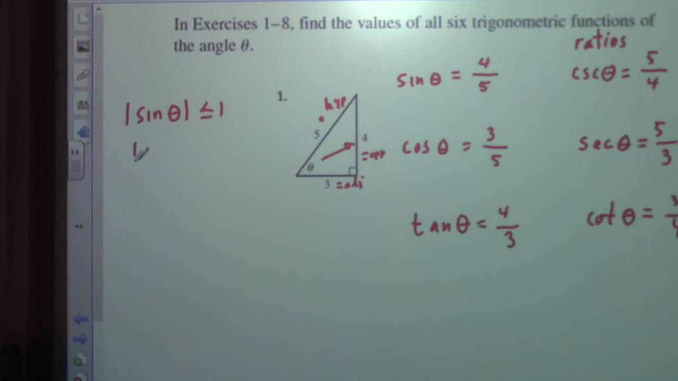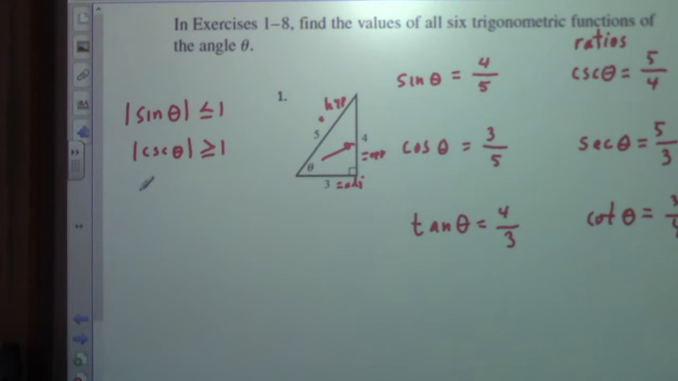Okay, what is the cosecant of theta going to be? The absolute value of cosecant of theta is going to be greater than or equal to 1, because if sine is less than or equal to 1, its reciprocal has to be greater than or equal to 1.